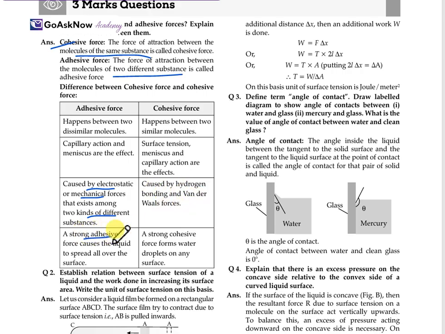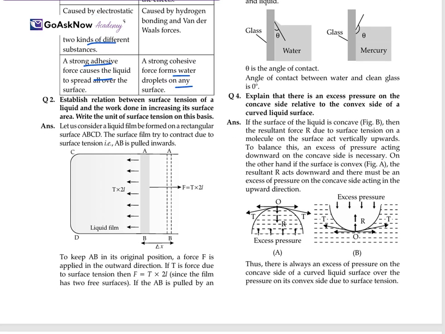A strong adhesive force causes the liquid to spread all over the surface. A strong cohesive force forms droplets on any surface. Now, this is the difference between cohesive and adhesive force.